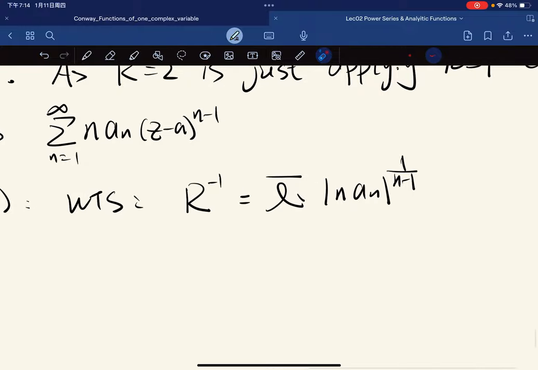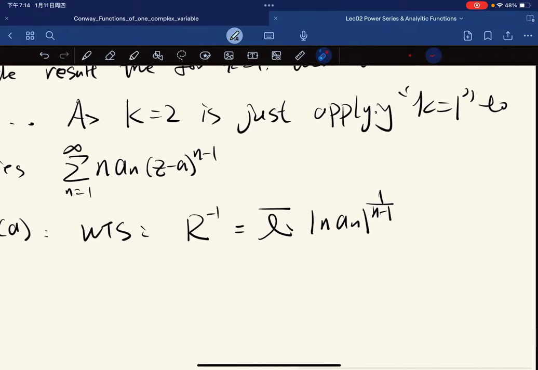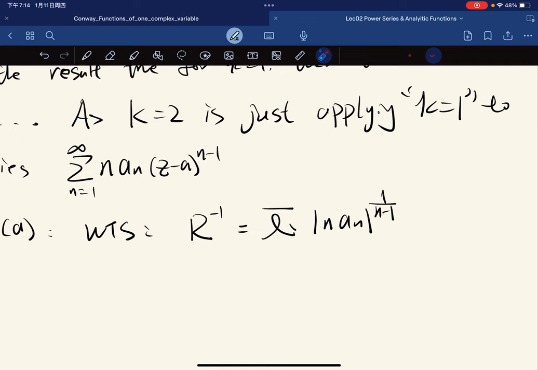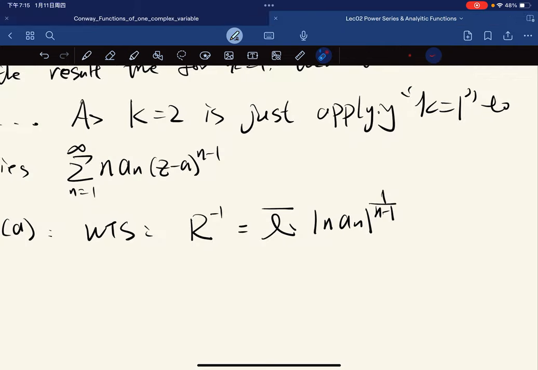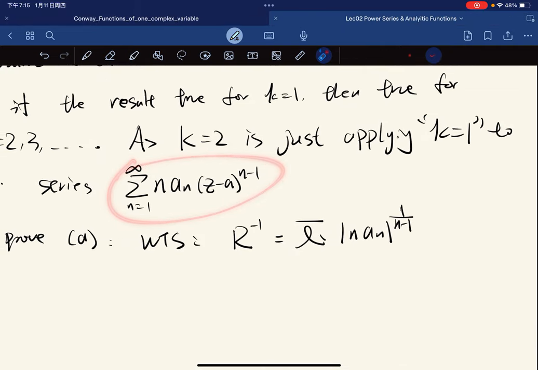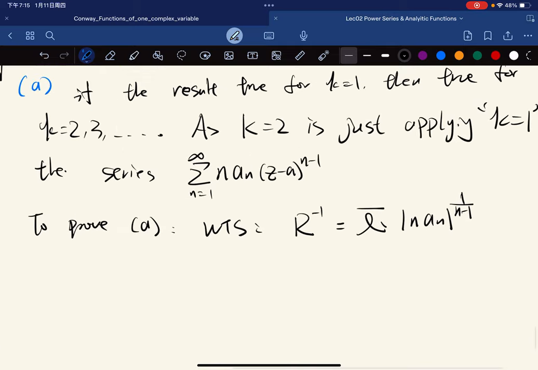So why do we want to show this? Because, as a proposition we defined above, we say that this is the radius of convergence for this series. Now we're considering this series, with n a_n times r^(n-1), which means that they have the same radius of convergence. We want to show this is true.